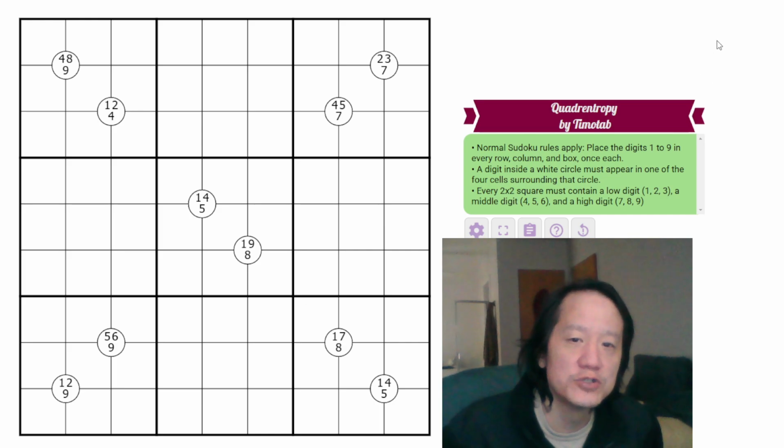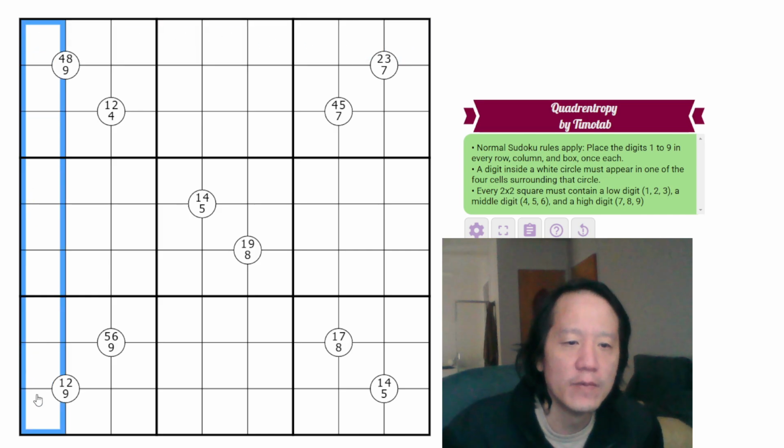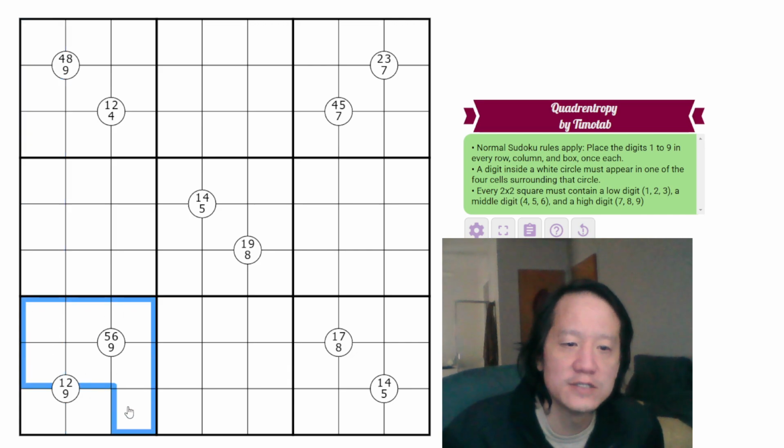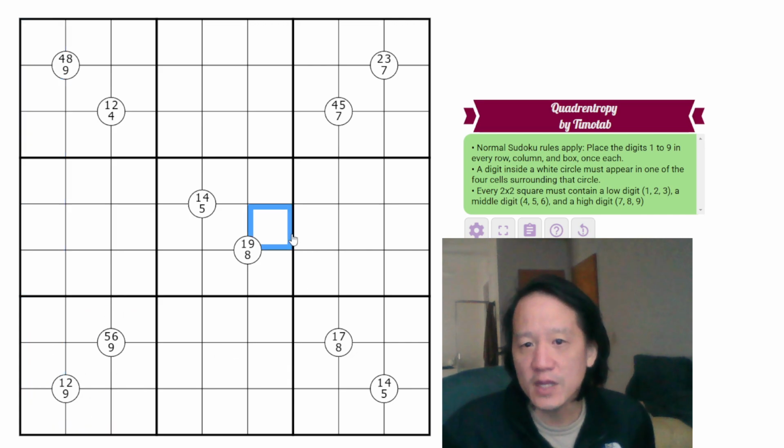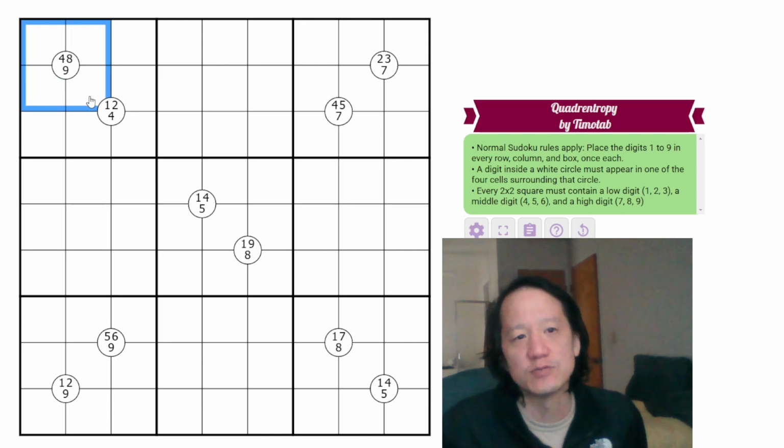Normal Sudoku rules apply, which means place the digits 1 to 9 in every row, column, and box once each. A digit inside a white circle must appear in one of the four cells surrounding that circle. So that's the quad rule set. The quad circle rule set, usually. I think that's what it's called.